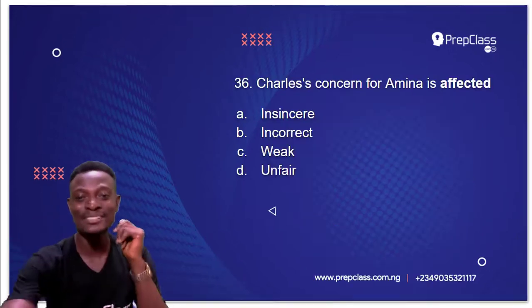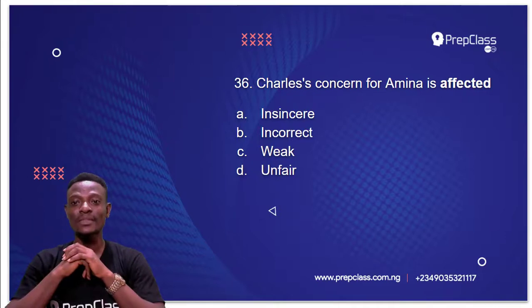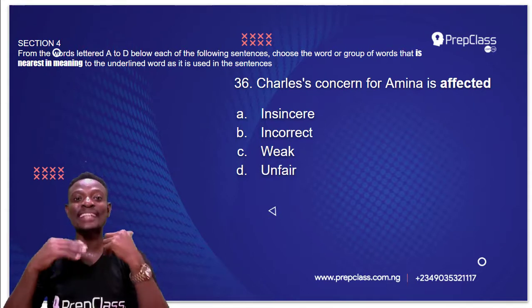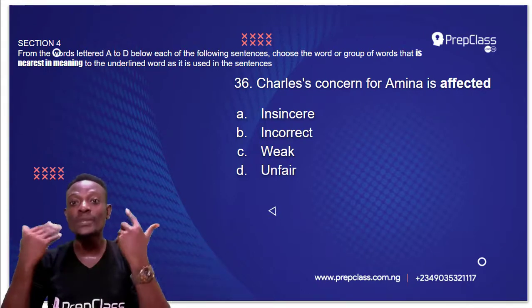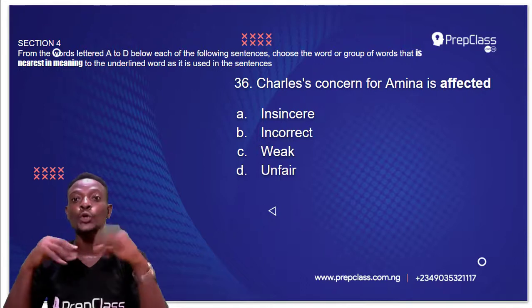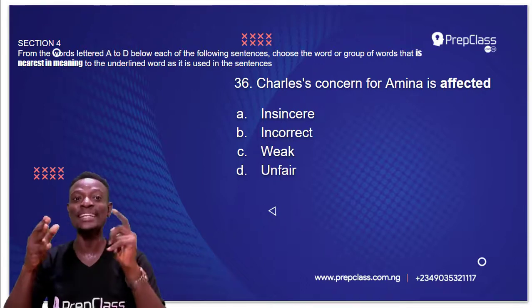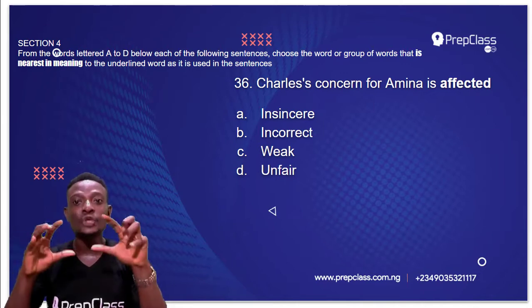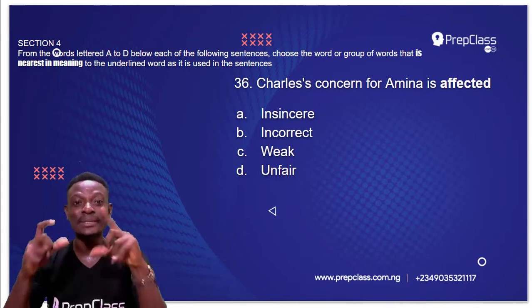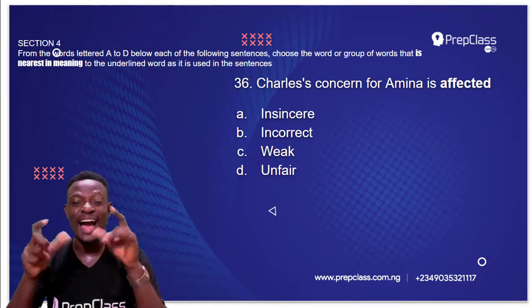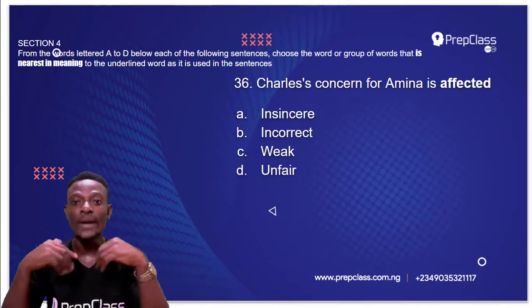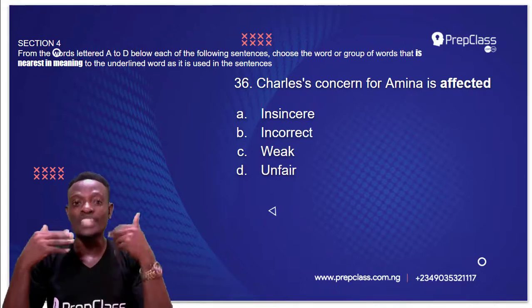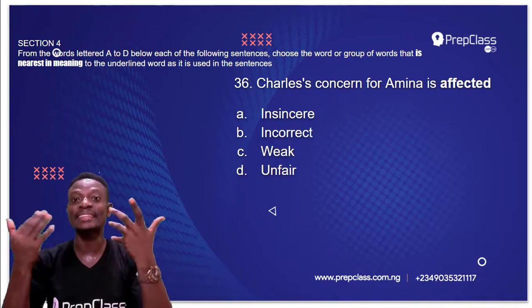Okay, let's start. Question 36. The instruction reads, from the words lettered A to D below each of the following sentences, choose the word or group of words that is nearest in meaning to the underlined word as it is used in the sentences. Now the words we have here are in bold, they are not underlined. So we have to choose the word or group of words that is nearest in meaning to the words in bold as it is used in the sentences.